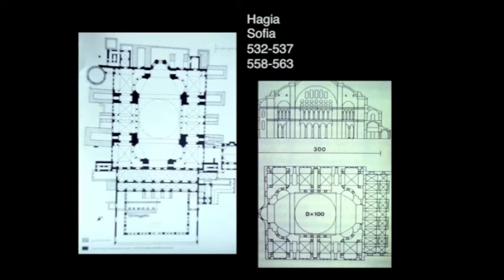If you look at the plan, you see a square and a circle. That's the diagram we looked at that represented the Vitruvian Man. It's the diagram that represents the perfect nesting together between a symbol of the cosmos, the circle, and a symbol of the earth, the square.